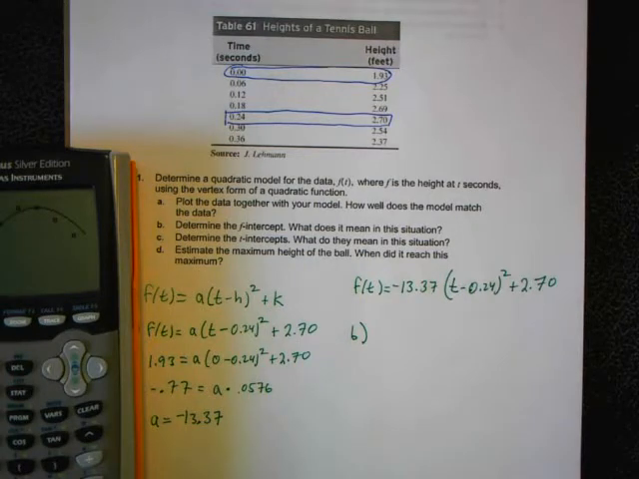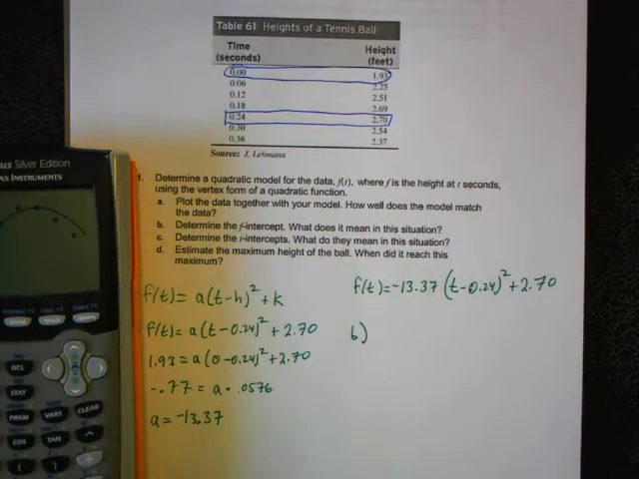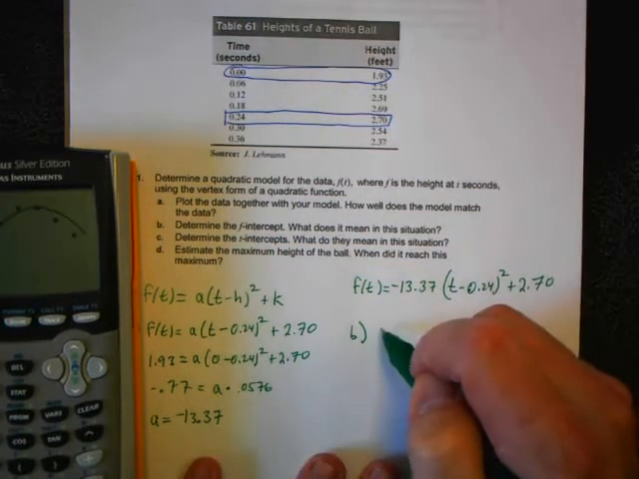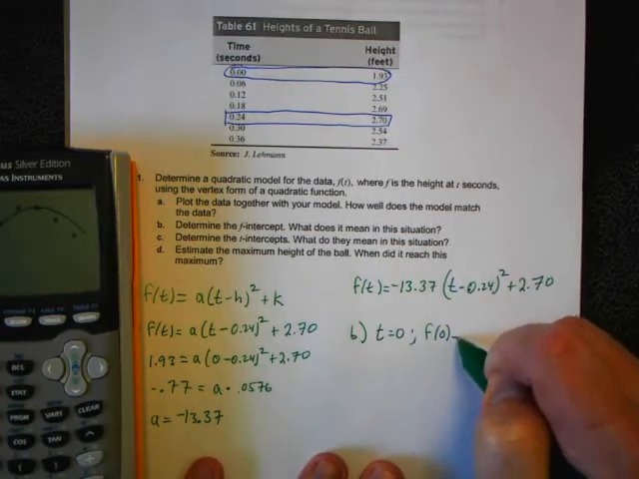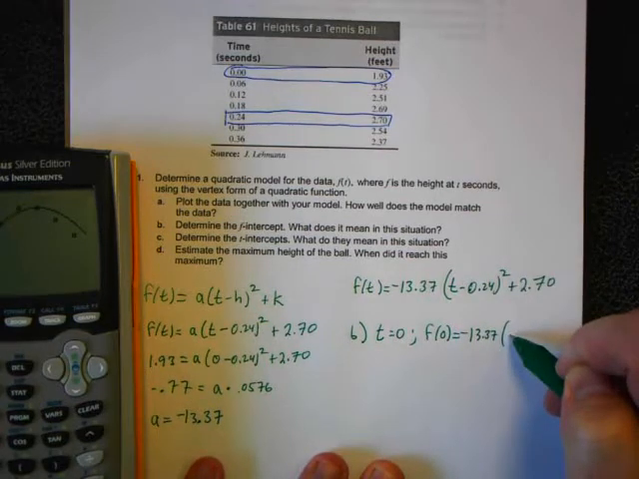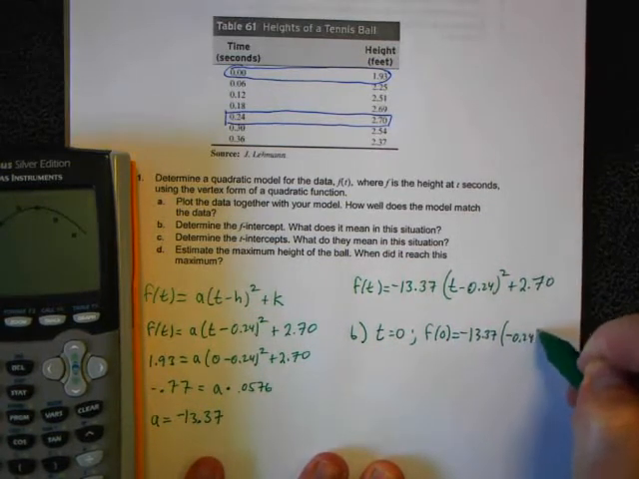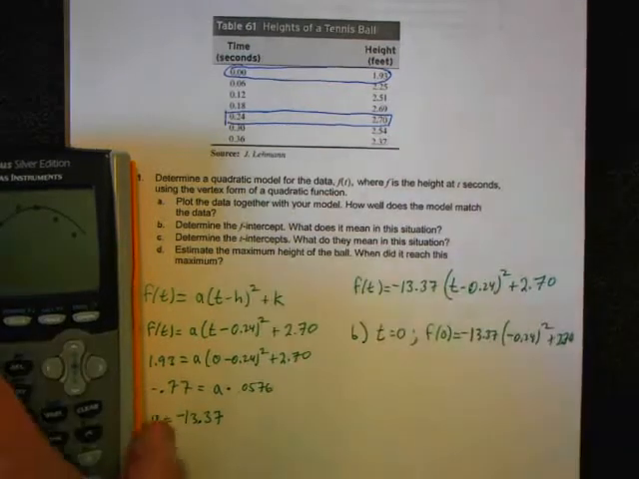How do you always determine an intercept? Plug 0 in. If I want the f-intercept, which number do I plug 0 in for? T. So finding the f-intercept means I want t to be 0. So that's f at 0 is negative 13.37 times 0 minus 0.24 squared plus 2.70. I type that in.